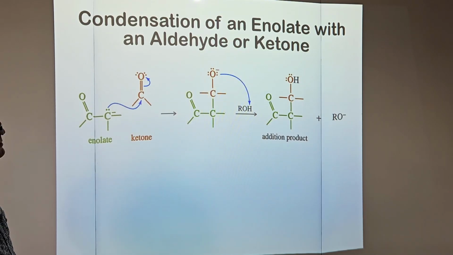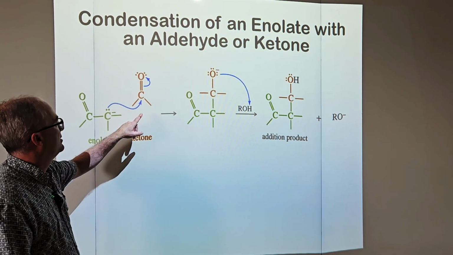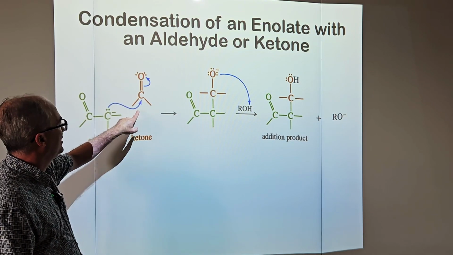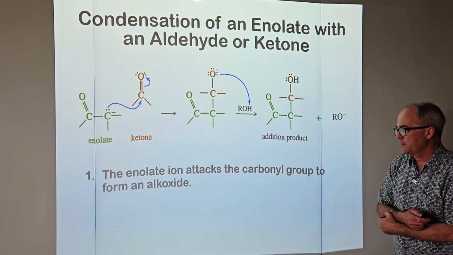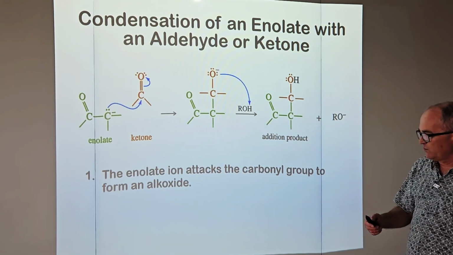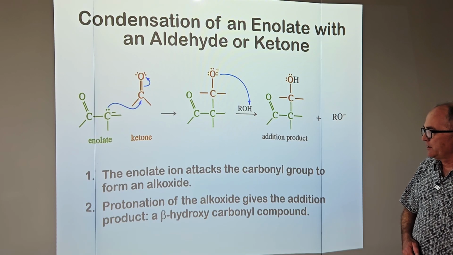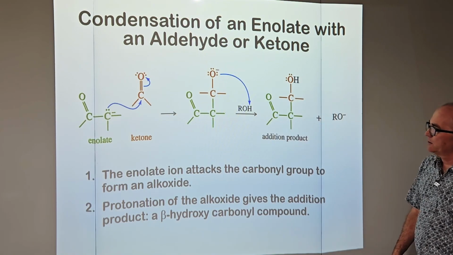Condensation of an enolate with an aldehyde or ketone. Once we form this, so you've seen this with Grignards and organolithiums and the acetylide ion, we go all the way back to the fall, and then eventually we get this addition product. The enolate ion attacks the carbonyl group to form an alkoxide, and then the alkoxide gets protonated. Protonation of the alkoxide gives the addition product, a beta hydroxy carbonyl compound.